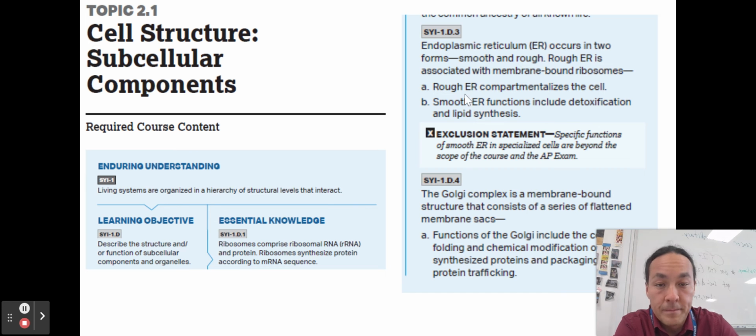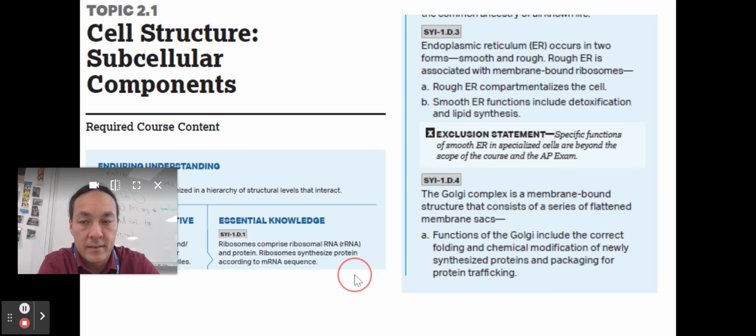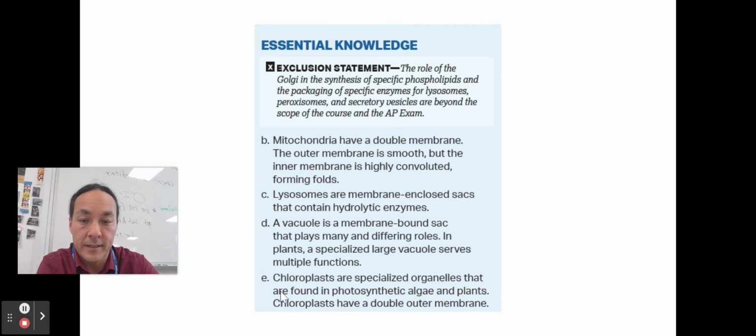So let's look at the key terms here. I see ribosome. I see endoplasmic reticulum. I see rough and smooth endoplasmic reticulum. I see Golgi complex or the Golgi apparatus. I then see an exclusion statement that I don't need to know how the Golgi makes specific phospholipids, or the packaging of specific enzymes for lysosomes or other ones. That's beyond the course. So that's good to know, especially if I have a dense textbook I'm studying. The mitochondria, the lysosomes, the vacuole, the chloroplasts.